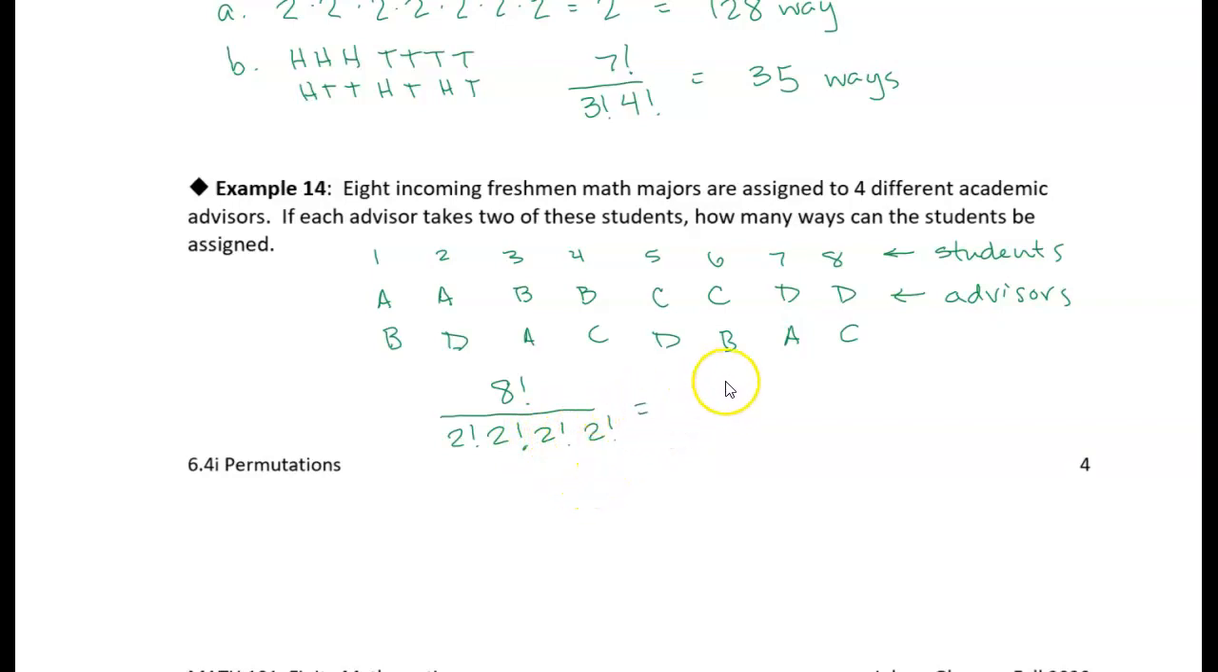Okay, so if I multiply all that out, 8 times 7 times 6 times 5 times 4 times 3 times 2 times 1 is 8 factorial. And then I just basically have 2 times 1 times 2 times 1 times 2 times 1 times 2 times 1. Okay, so let's see, I can cancel some stuff. There's a 4, I can cancel that. And then let's cancel this, make this a 3. So then I have 8 times 7 times 15. If I put that in my calculator, I got 2,520 ways to assign those advisors to the students.